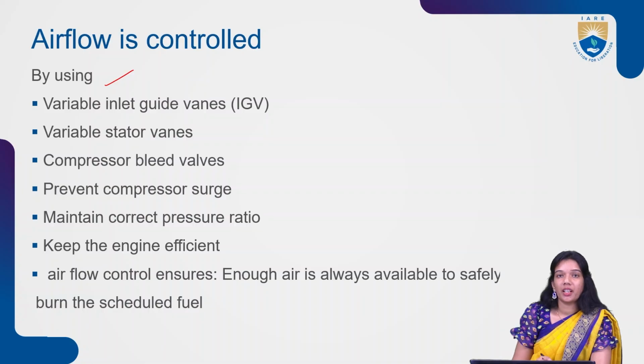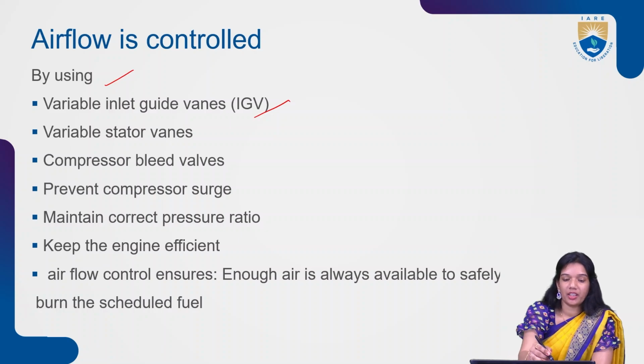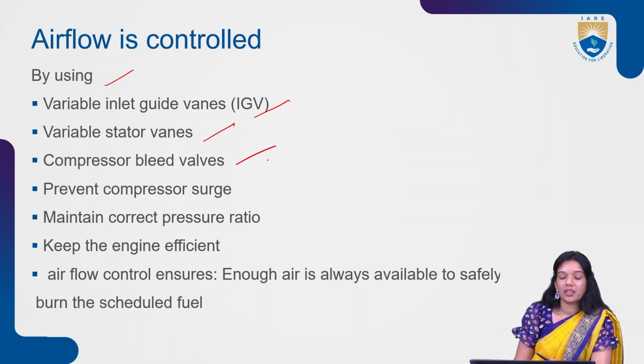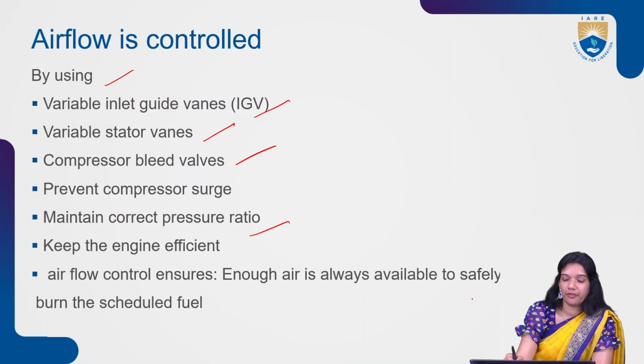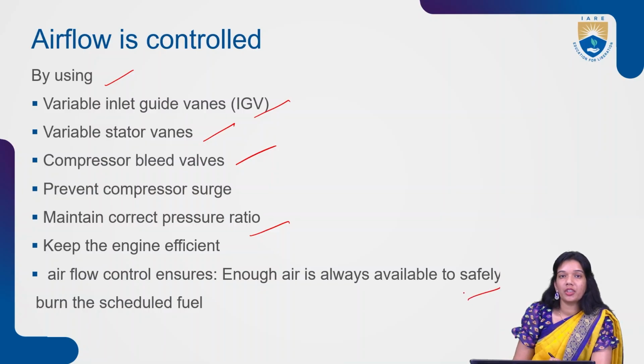Now, what can be done in order to control the airflow is using variable inlet guide vanes or variable stator vanes, and there are compressor bleed valves. You also need to prevent compressor surge or compressor stall, maintain the correct pressure ratio, and keep the engine efficient. So it is always important to have enough air available to keep the systems safe and burn the fuel in a scheduled way.